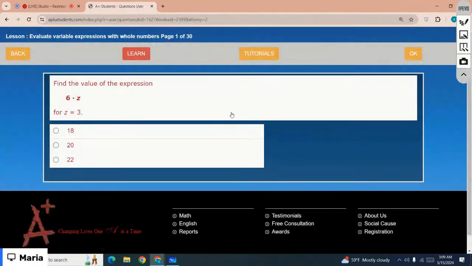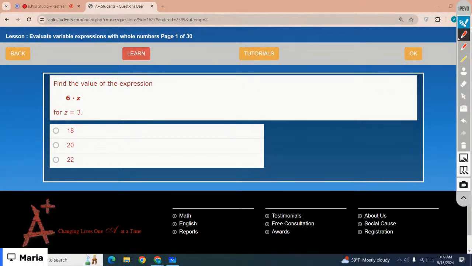Okay, find the value of the expression 6 times z, right? We are given the value z equals 3. So simply replace the variable with the value and perform the operation given. You are given 6z, right? Replace the z with the value that would be 3. Actually, you have to multiply them. 6 times 3 is 18. So the correct option is 18, right?